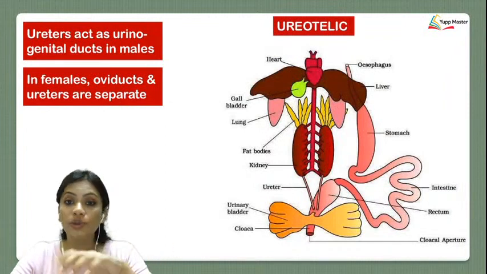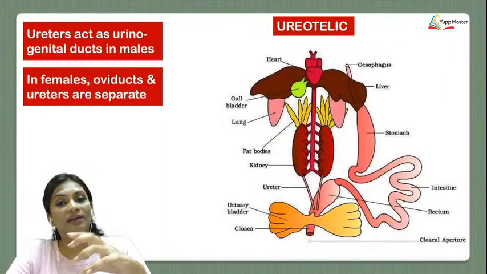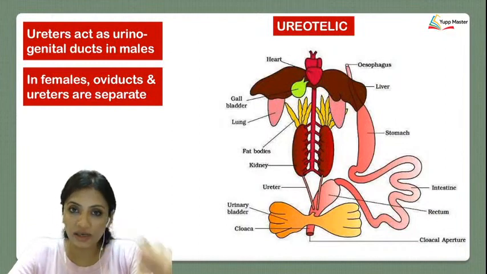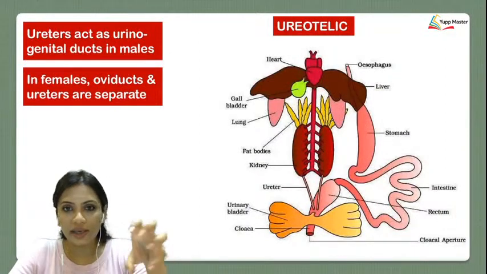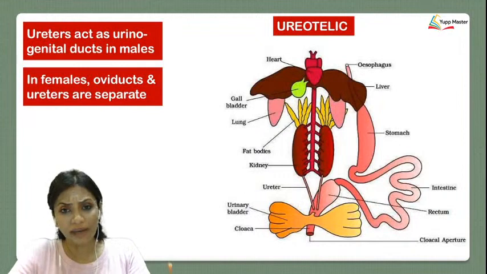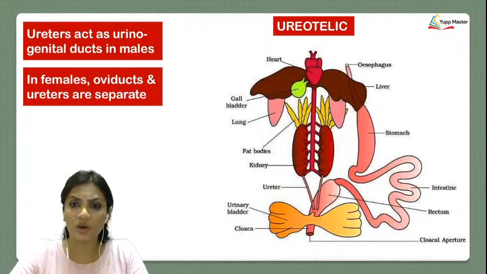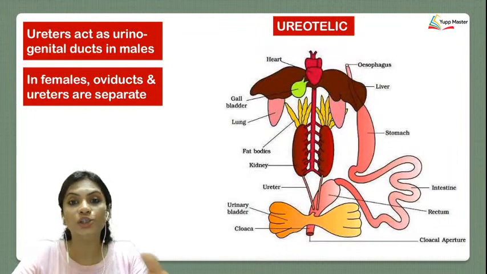Frogs are ureotelic, which means that whenever they pass out nitrogenous waste, in their urine the maximum nitrogenous waste that is found is called urea. That's why frogs are said to be ureotelic.